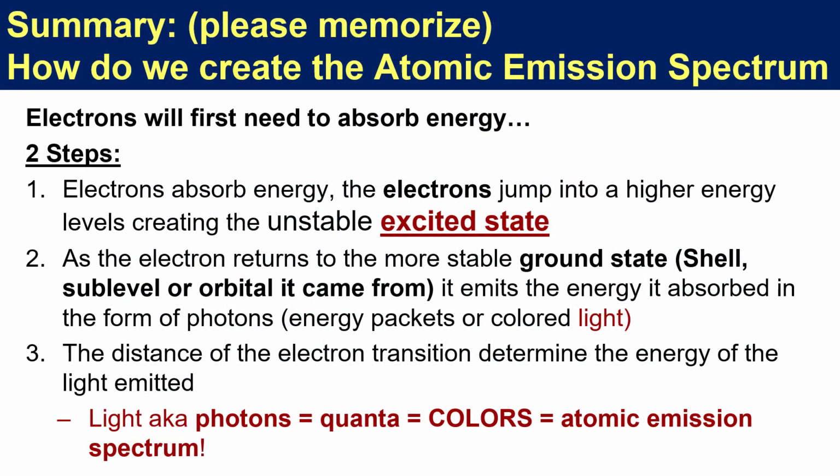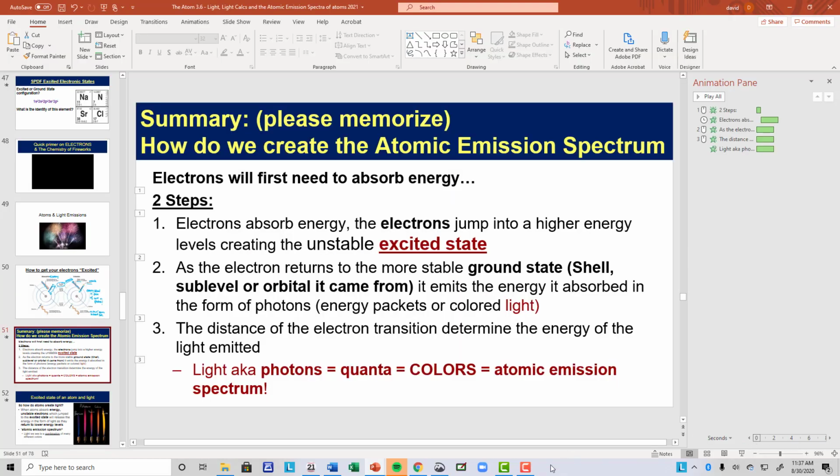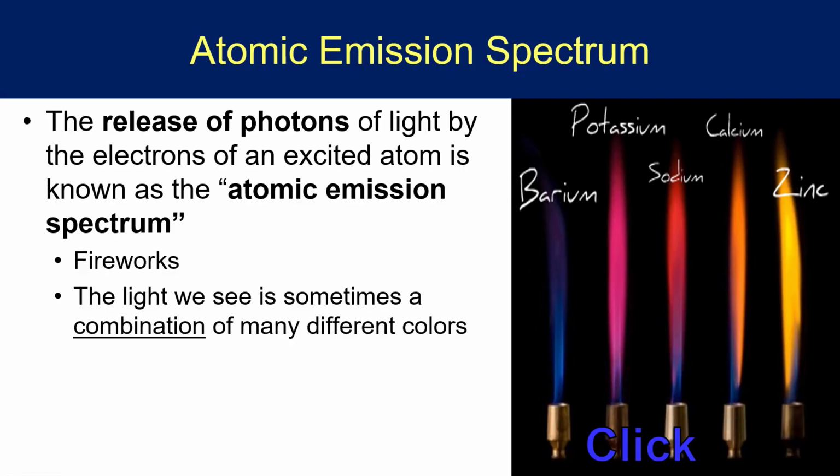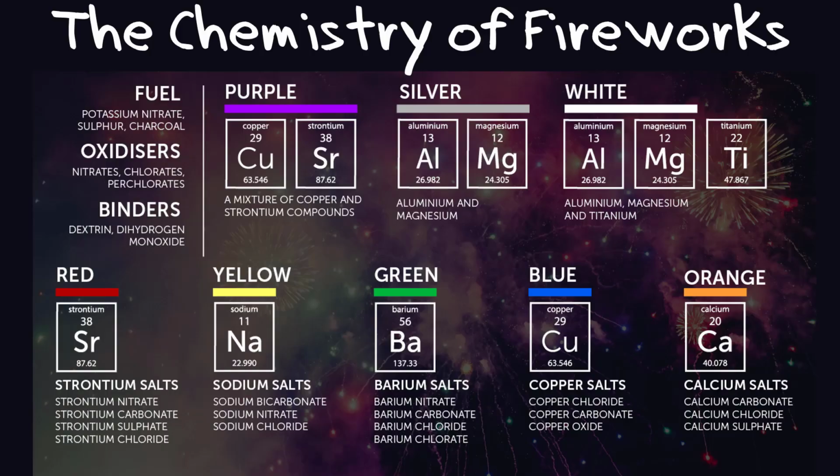If you didn't catch all of that, here is a summary. Pause the video now, copy the summary, and then unpause when you've got it all in your notes. The release of the photons of light by those electrons of an excited atom is known as the atomic emission spectrum. And that is essentially what you are seeing when fireworks are exploding in the sky and you're getting all those colors. Depending on what the elements are, the light we see is sometimes a combination of different colors.